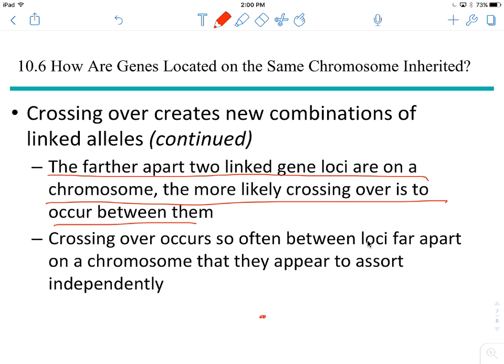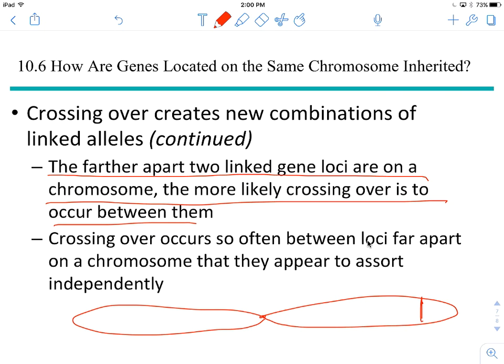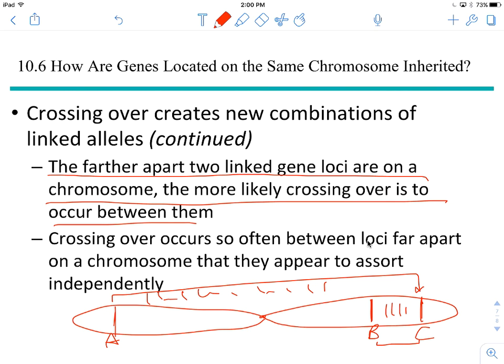This means if I have a chromosome here, and let's say I have gene A, B, and C. Between gene A and C, there's more distance, so there's more opportunities to cross over. However, between genes B and C, they're much closer together, so there's fewer opportunities. So B and C would be more tightly linked than A and C would.